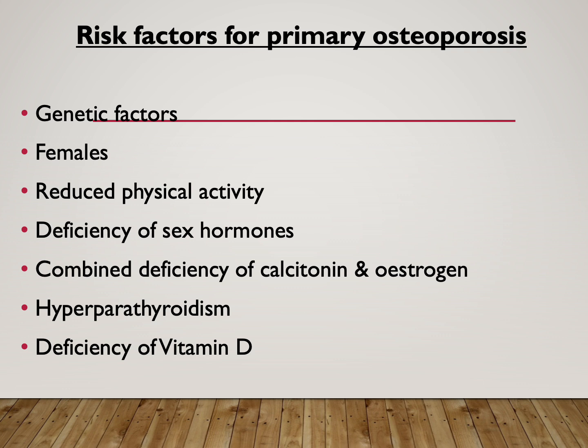Coming to risk factors for primary osteoporosis. One is genetic factors. Second is females are more prone than males. Then reduced physical activity, deficiency of sex hormones, combined deficiency of calcitonin and estrogen, hyperparathyroidism and vitamin D deficiency.